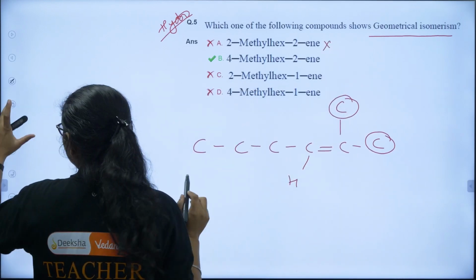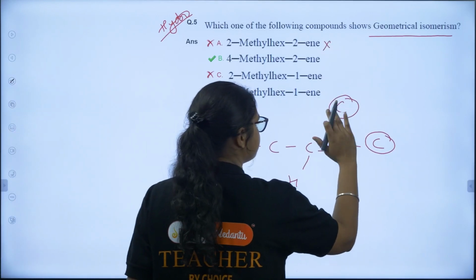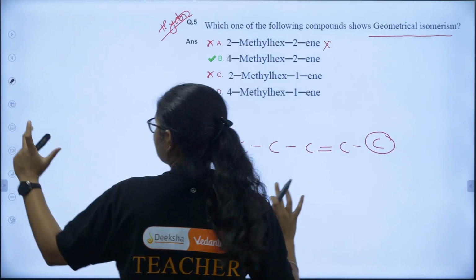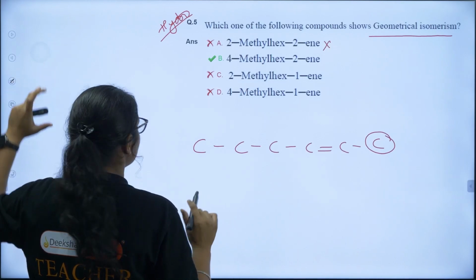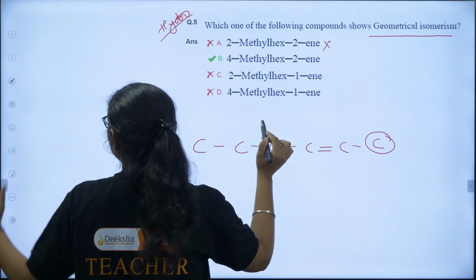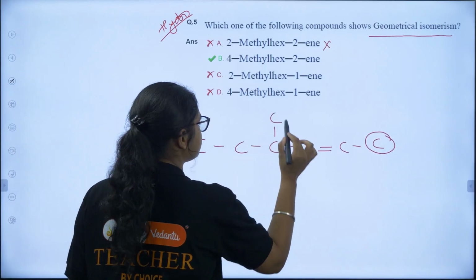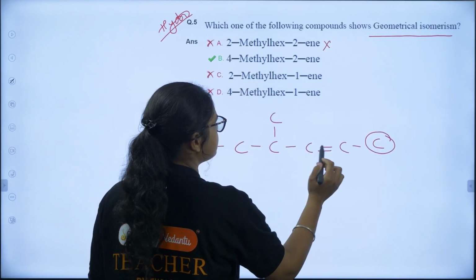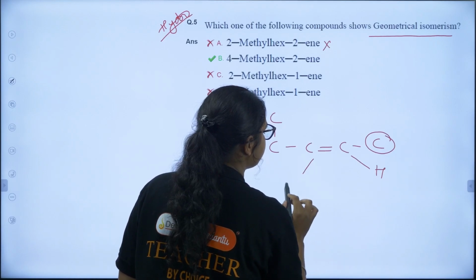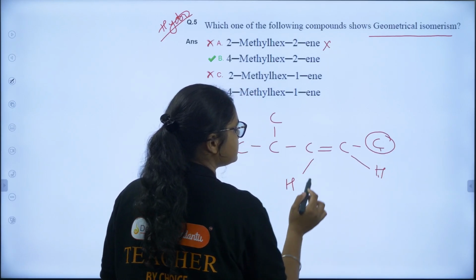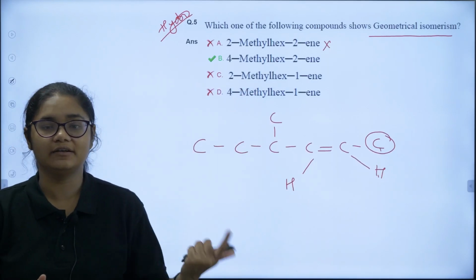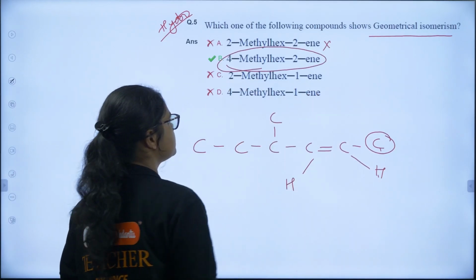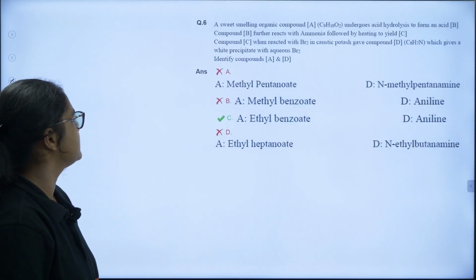Now 4-methyl hex-2-ene. If I just modify this one, we will get 4-methyl hex-2-ene. So now if you see this one, 1, 2, 3, 4. One second, yeah, we'll get this one. Now if you see in this carbon, 4-methyl hex-2-ene, here there is H and here there is H. These two groups are different. These two groups are different. It can show cis and trans isomerism, or we can say E and Z. So the correct answer for this question will be option number D. Now let us see the next question.